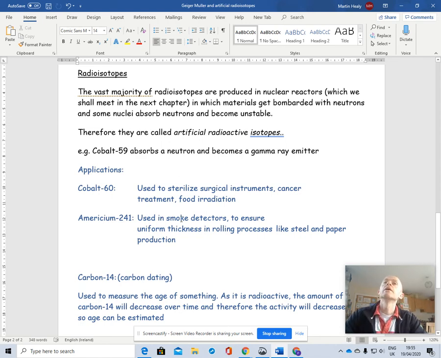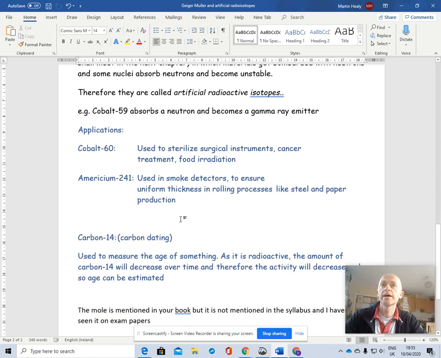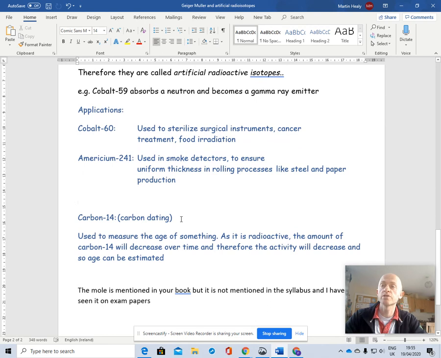Another example is americium-241, used in smoke detectors and also for measuring thickness in things like tin foil, steel and paper production. Another example would be carbon dating, used to measure the age of something. If you had a dead plant or animal from thousands of years ago, when it dies, it doesn't take in any more carbon. Every living thing and every piece of natural material has a certain amount of carbon-14 in it, and over time, the amount of carbon-14 will decrease. So if you measure its activity, you can estimate its age.